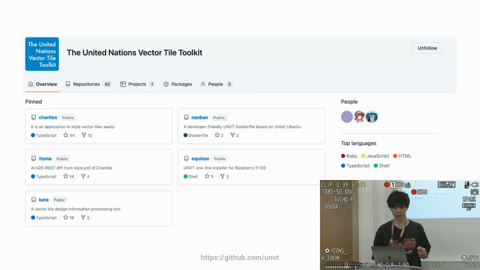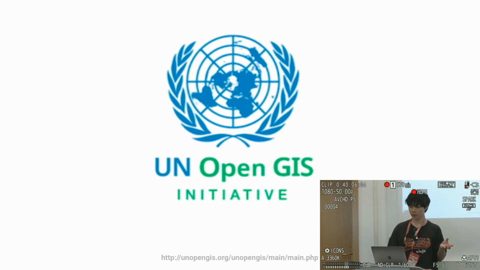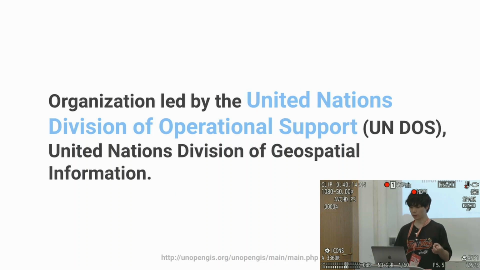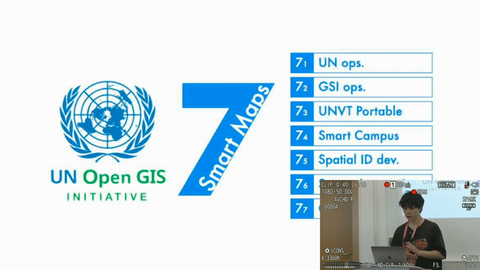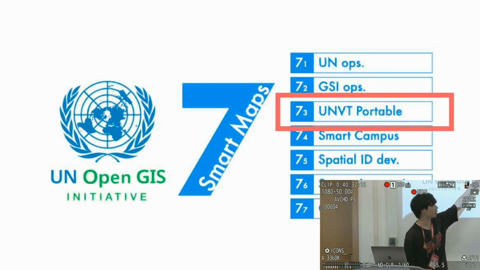We are proceeding with this project on GitHub. If you're interested in this project, please search United Nations Vector Tile Toolkit on GitHub. As I said, this is the official UN project. The UN OpenGIS Initiative adopted this project. This institution is organized, led by the United Nations Division of Operational Support and the United Nations Division of Geospatial Information. There are 7 objects, and my project is adopted as one of them. This is UNVT Portable.